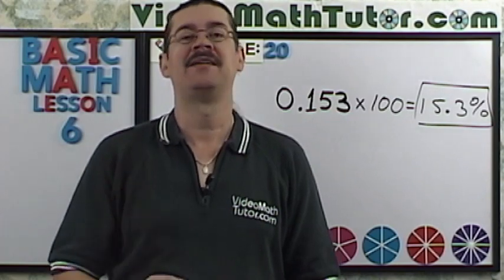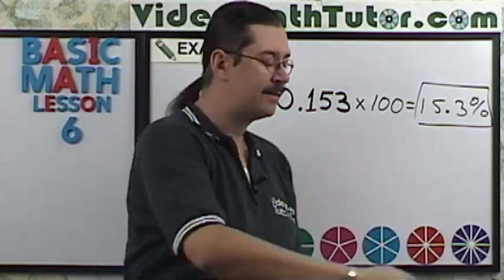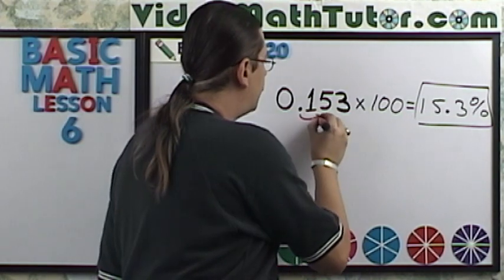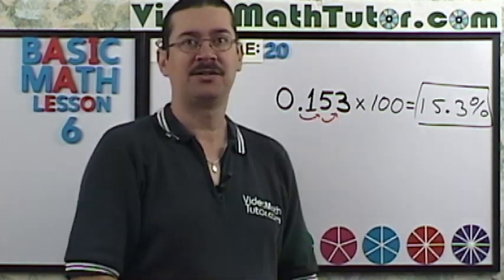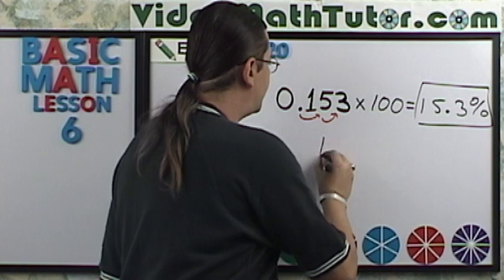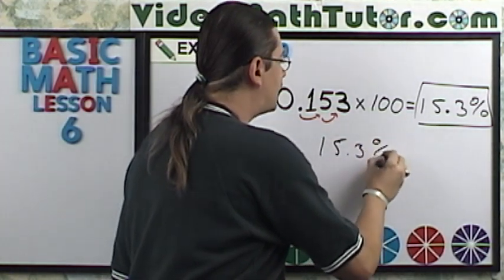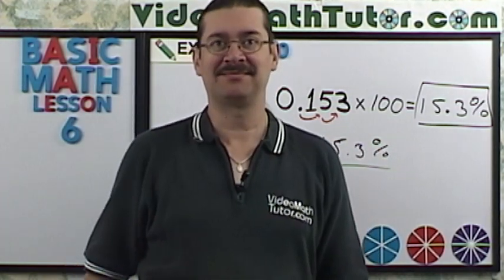Now here's a hot tip. Instead of multiplying by 100 like this, just scoot the decimal point over 2 places to the right, and you automatically get the 15.3, and then just tack on the percent sign.